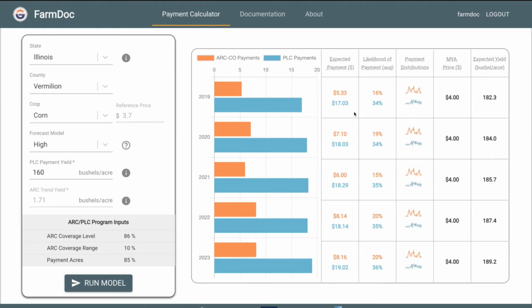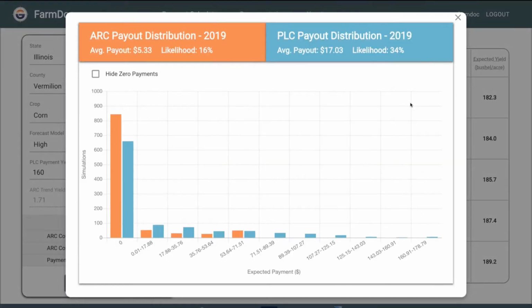So again, if it's $4 at the end of the marketing year, we know there's no payment for PLC. We're above the reference. But using a forecast, the odds running around the $4 get us this 34% chance of a $17 payment for PLC. So that's what we're looking at. And again, if you look at this distribution, you really see this play out. The vast majority are at 0. 843 out of 1,000 for Ark County, 659 for PLC. So in 1,000 runs of this payment estimate around $4, 659 of these come out at 0.